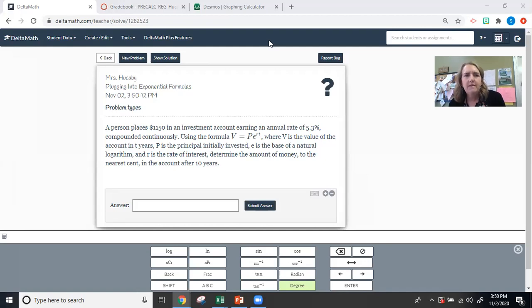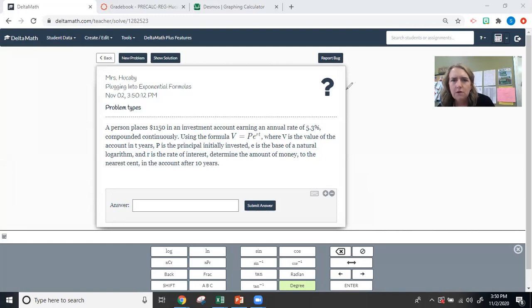Okay, so here we have some more word problems. This is the plugging into exponential formula section of Delta Math that you're going to be doing. Let me get my pen. So they give us this formula.